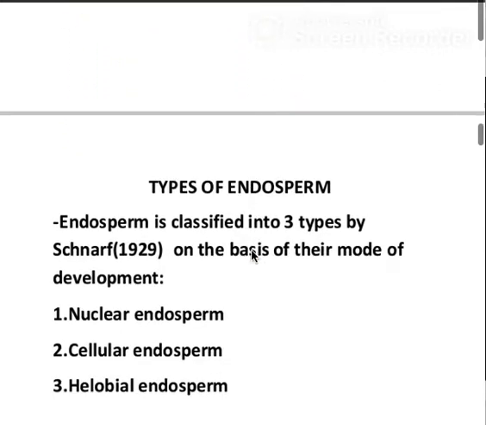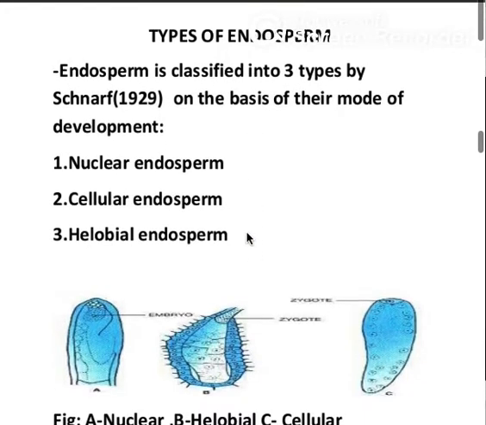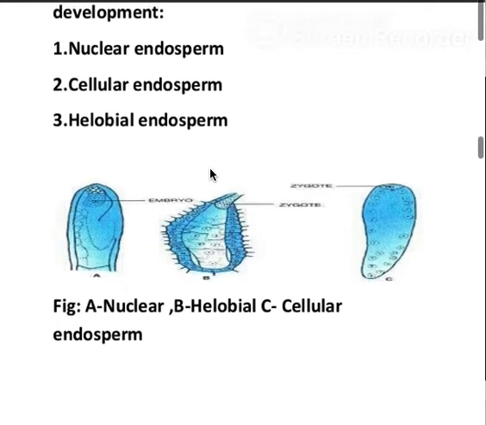So what did we learn? We learned that there are three different types of endosperm based on the type of cellular or mode of development. First type is the nuclear endosperm.